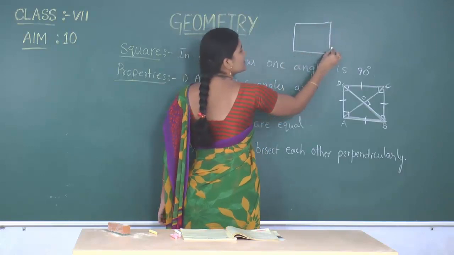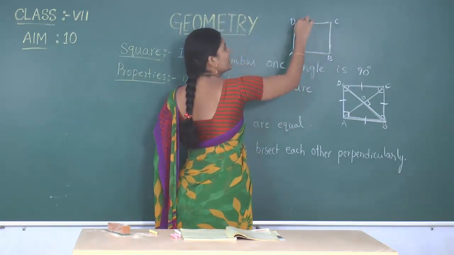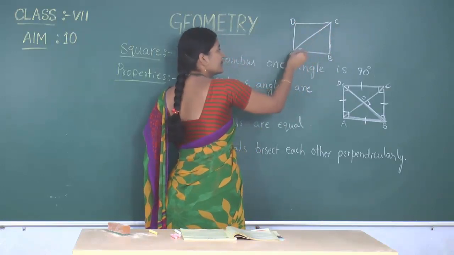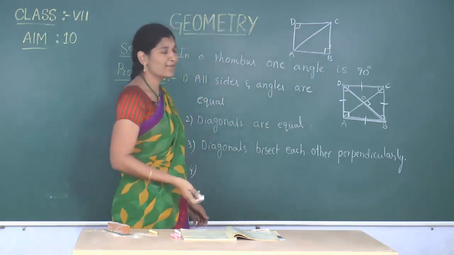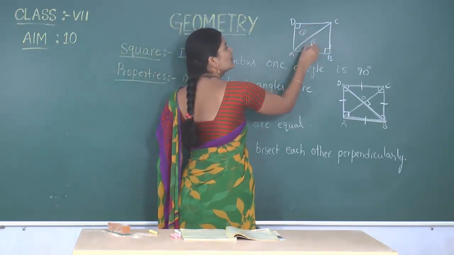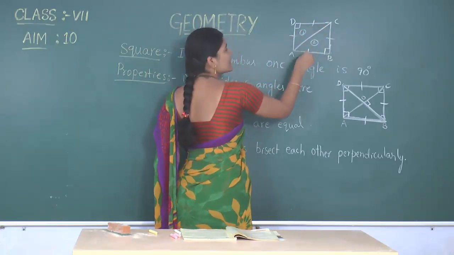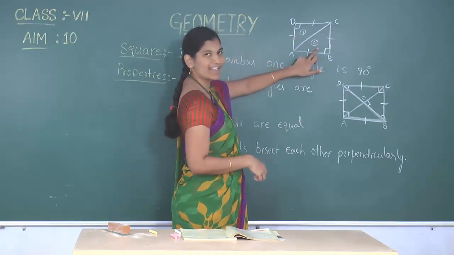See, here this is a square, ABCD. Now let me join AC, and here we know this is 90 and here also 90. All angles are 90 only. Observe here, this diagonal divides the square into two triangles. In a square all sides are equal, no? Observe each triangle.